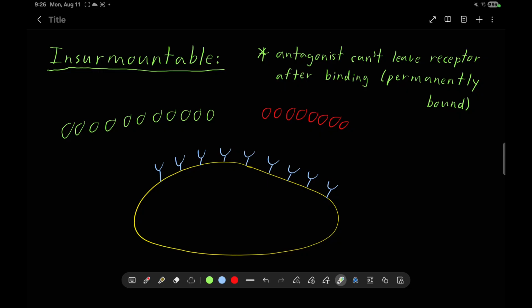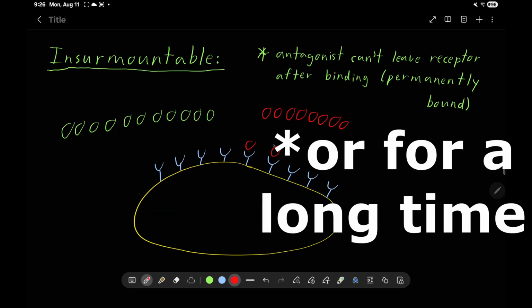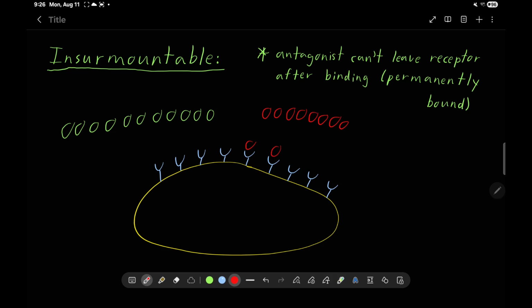So then what's insurmountable antagonism? Well, let's say your antagonist binds to your orthosteric sites, but it sticks permanently. It cannot leave, meaning that an agonist cannot ever come and bind to this orthosteric site. So we can think of this orthosteric site as being permanently disabled. There's no way for agonists to bind to this site no matter how much you add, because it's permanently occupied by this antagonist. The receptor is basically gone. That's why this antagonist is insurmountable. It cannot be overcome or surmounted no matter how much extra agonist you add.